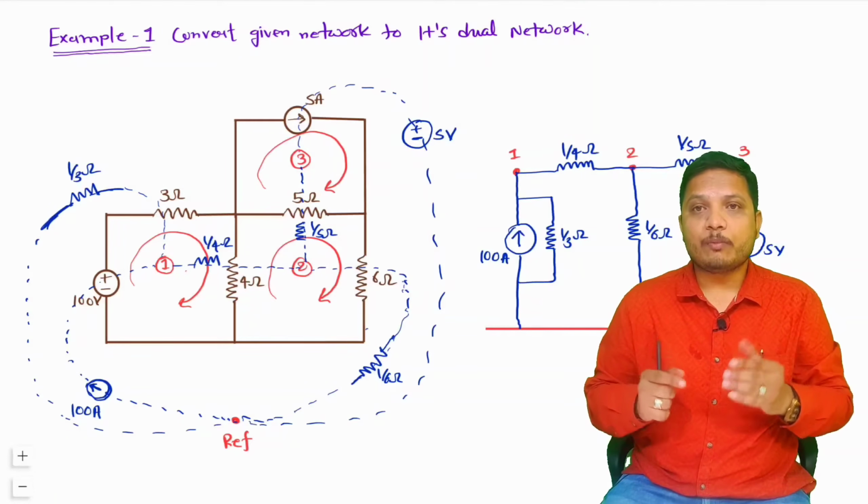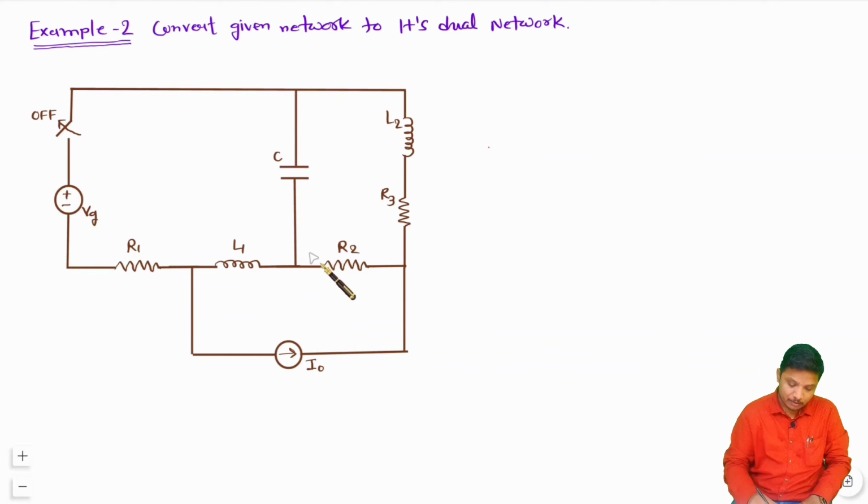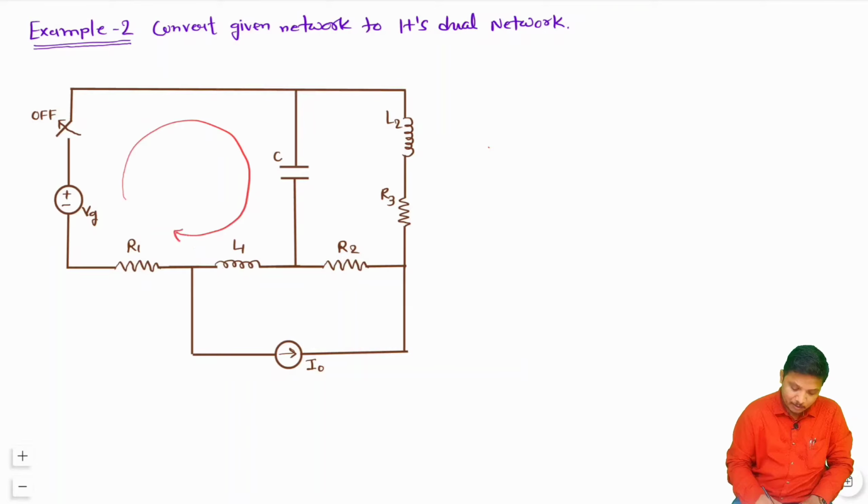Let me give you one more problem, so that will resolve your understanding furthermore. So now you see we have been given this network, and in this network we have a switch, capacitor, inductor, right, as well as a current source. So it will be very interesting to have the dual of this network. As I have told you, the first step is to form loops with the given network. So I am making loops. You see this is the first loop, this is the second loop, and this is the third loop.